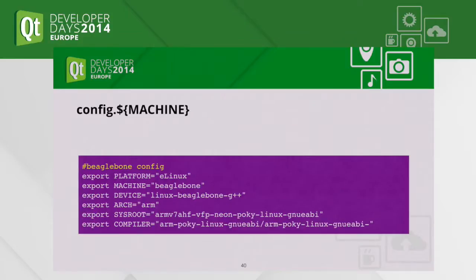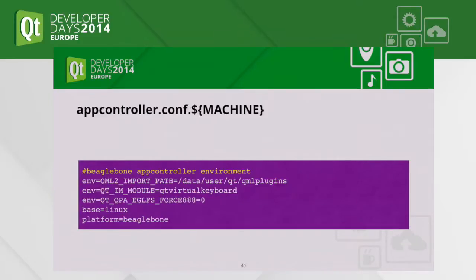So the first is actually defining the device you're building for. If you're familiar with cross-compiling Qt for a device, this might seem familiar because we're actually defining the customizations to the make spec. So we're building for embedded Linux, the machine is BeagleBone, and the device is this Linux BeagleBone G++, which is a device make spec. And then, like you can see here, it basically is saying that it looks for the sysroot in the correct directory and uses the correct compiler.